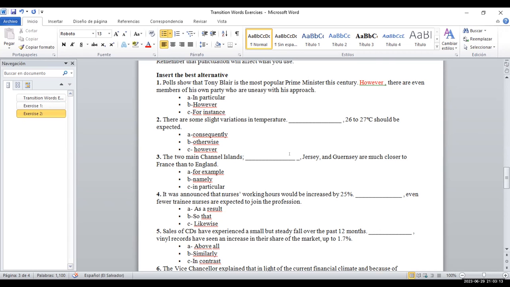Number two, what do you think, partner? There are some slight variations in temperature. Minus 26 to 27 degrees Celsius should be expected. The second is consequently, no. I think it's consequently. There are some slight variations in temperature. Consequently? Uh-huh, yes.